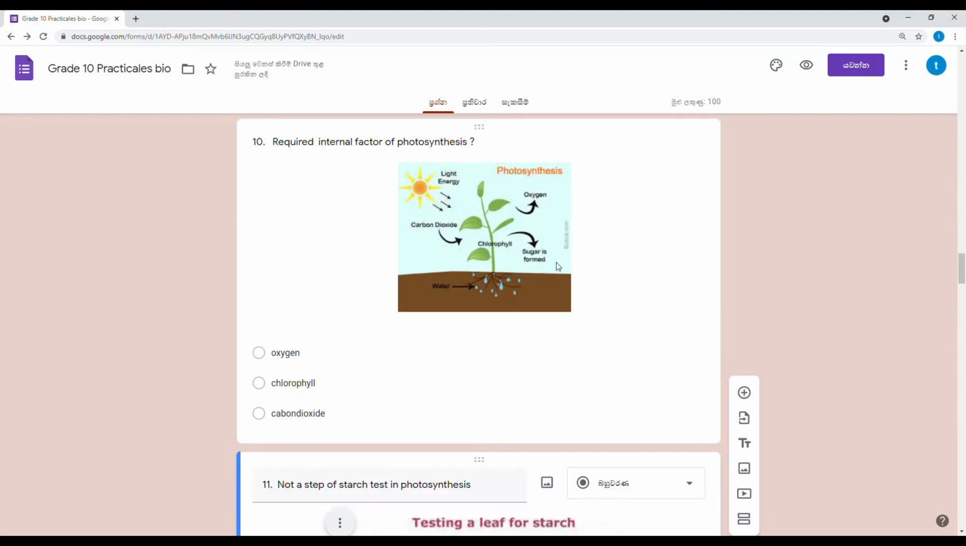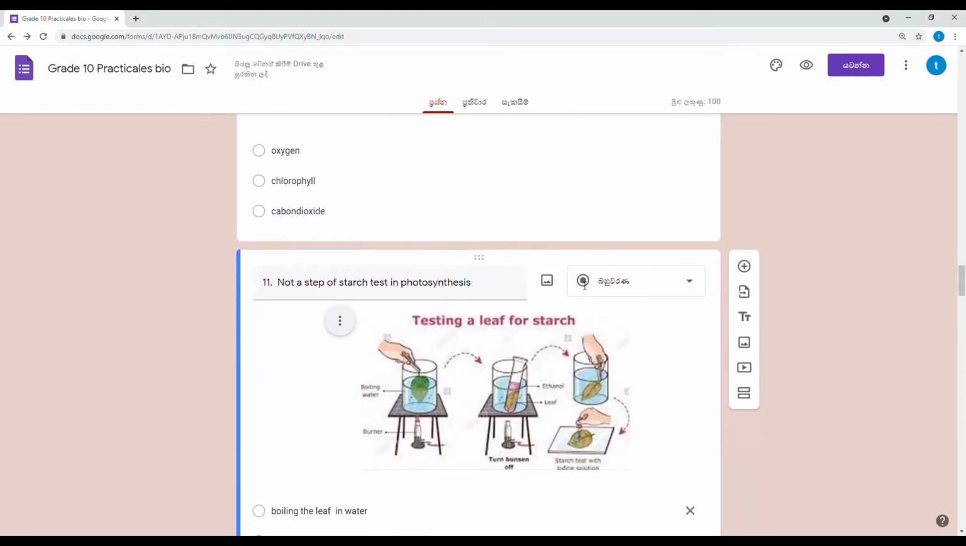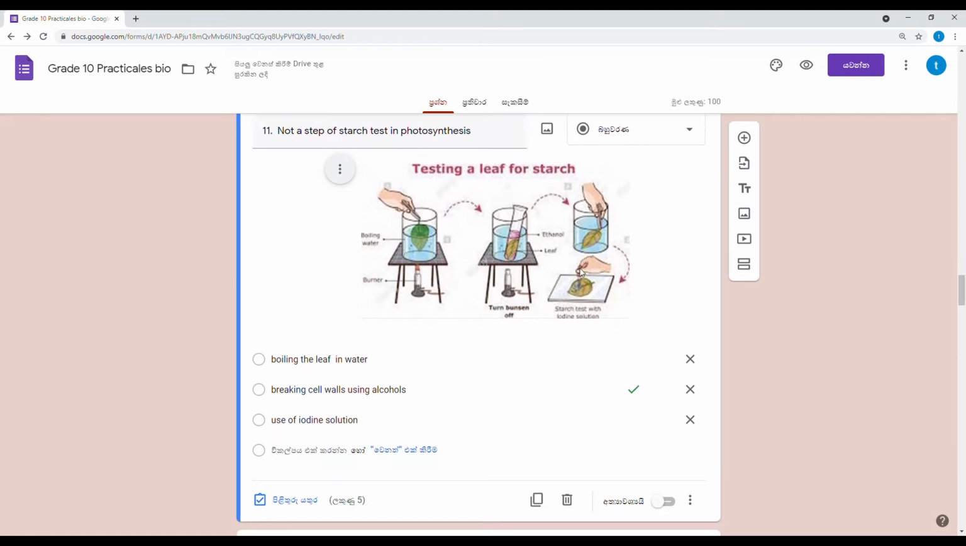And the next one, again another important section in the bio, that is photosynthesis. Photosynthesis, very simple one. Internal and external factors needed, but only one internal factor there, that is in the green plants they have a green pigment, right? That's an internal factor. Others are called external.